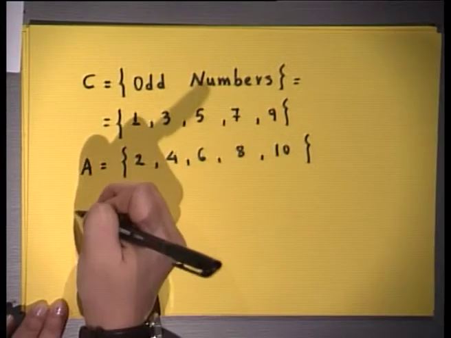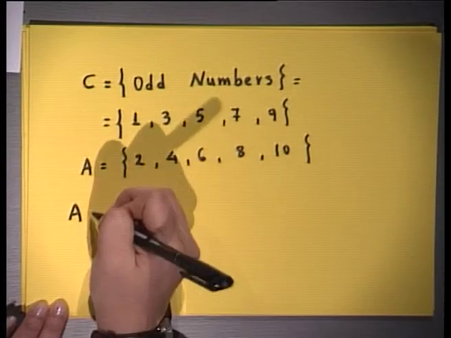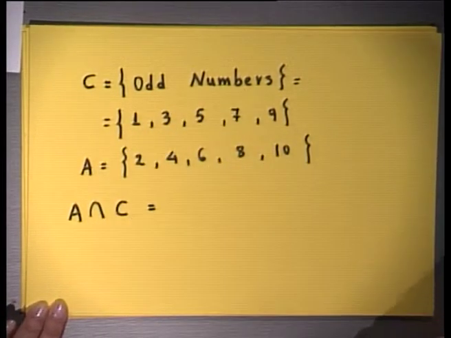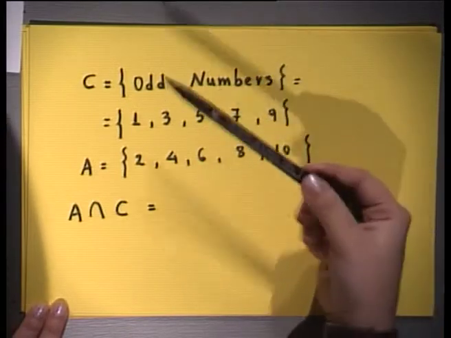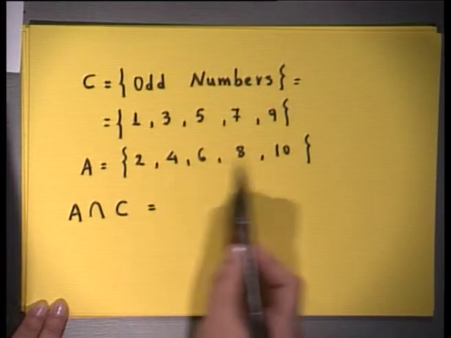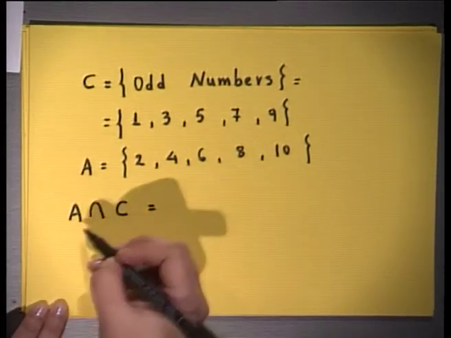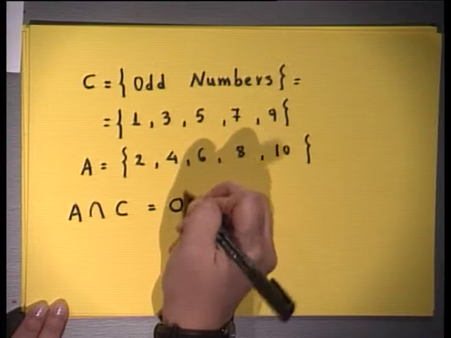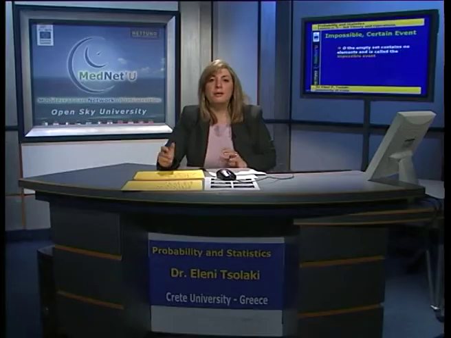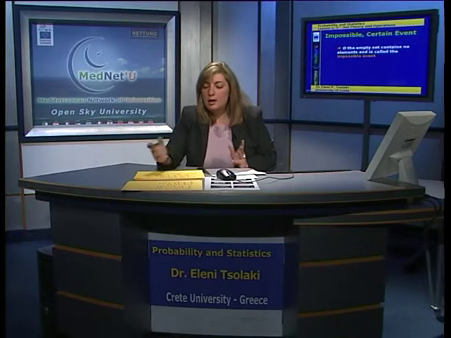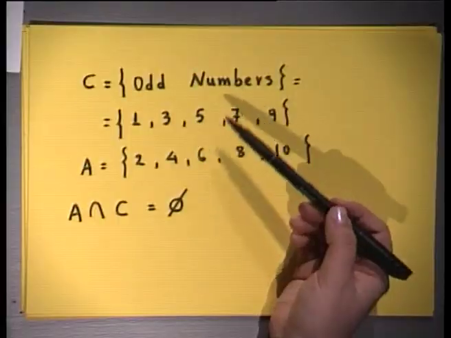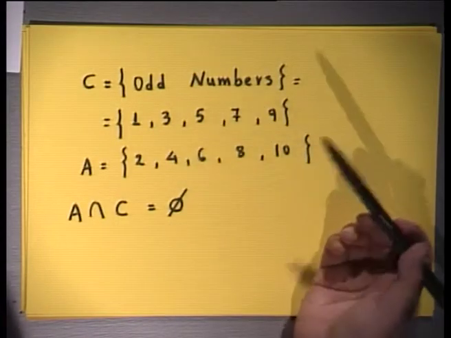So the intersection of A and C, we know that will be the common elements of A and C. We see that there are no common elements, and so this is the empty set. It's the impossible event, as we say. It is impossible, of course, to have an even number and an odd number at the same time.